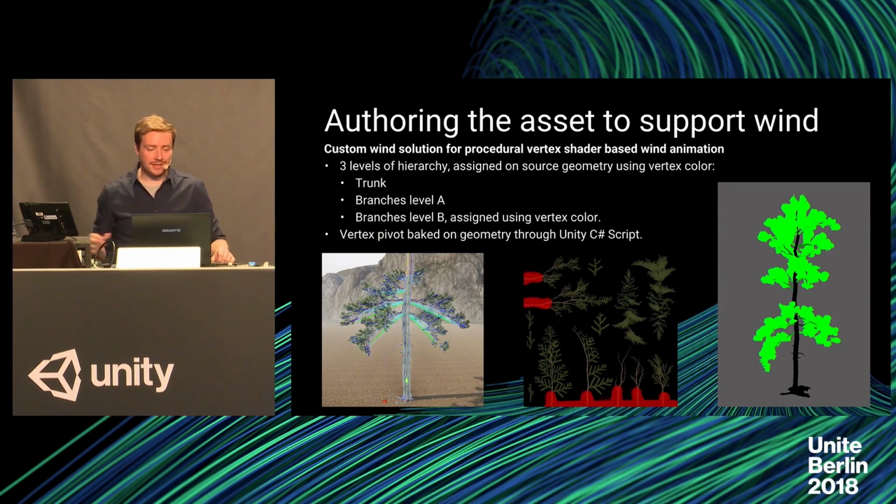So now that's it. We had a nice looking tree that is static in our scene. And of course, we wanted to add some wind to it. So for that, we created a custom wind solution. It's a vertex-based solution of a procedural wind animation.